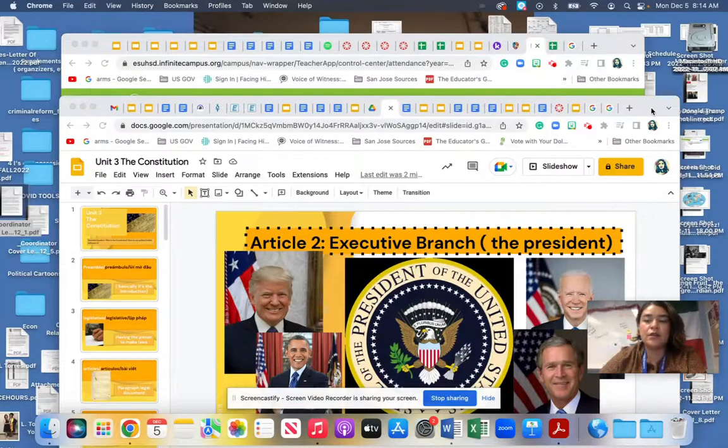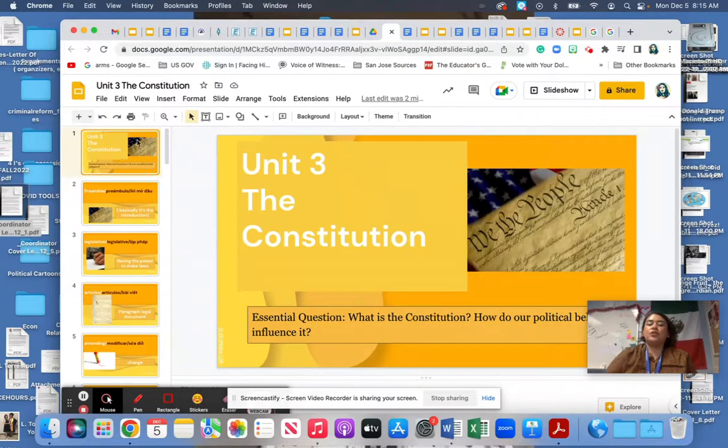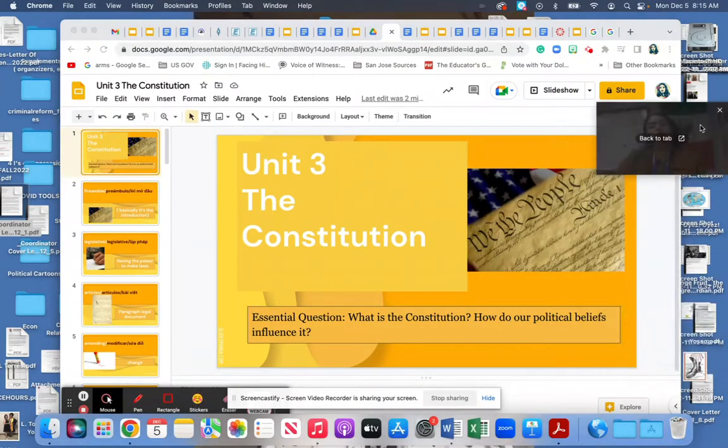Hi, everyone. Welcome to our Unit 3, the Constitution. We're going to start off with our essential question. What is the Constitution? How do our political beliefs influence it?